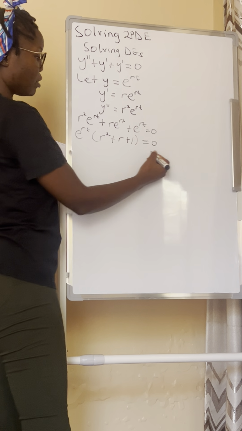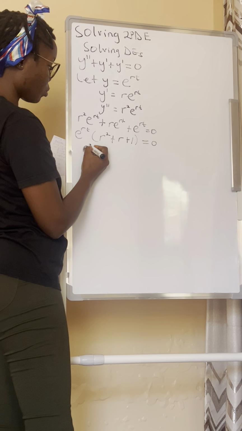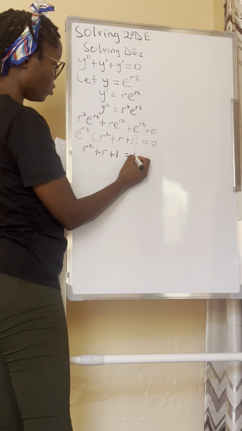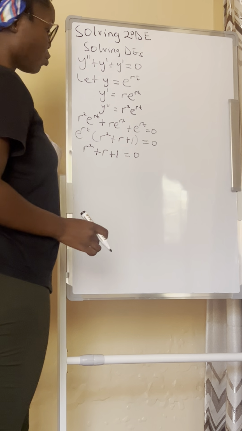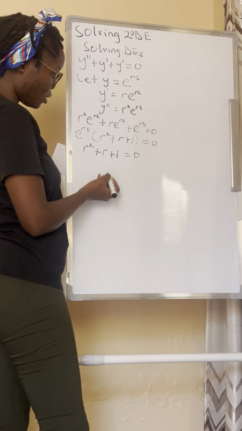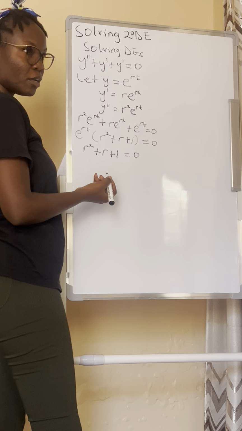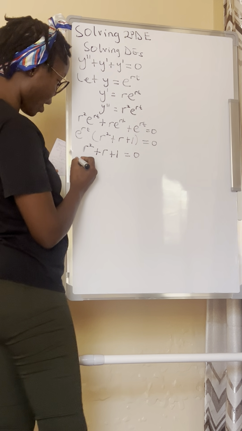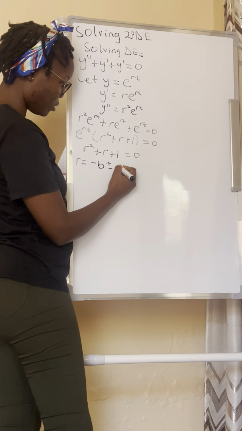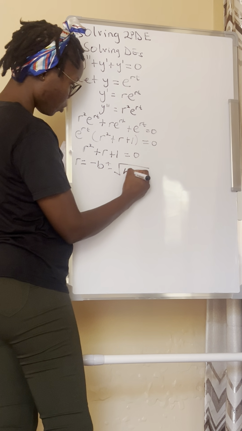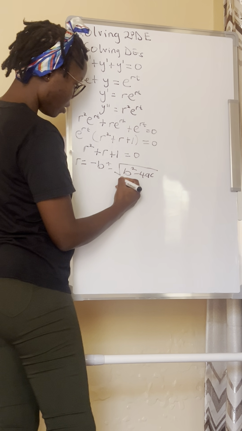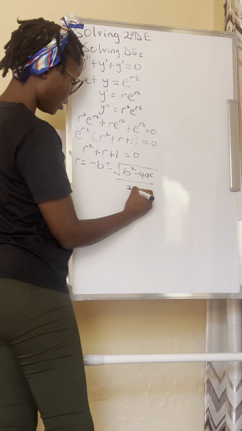When you divide through by the exponential function, you come up with r squared plus r plus 1 equal to 0. Now when you look at this, we have a quadratic equation. It can either be solved by factoring or by using the quadratic formula, where r is equal to negative b plus or minus the square root of b squared minus 4ac, over 2a.